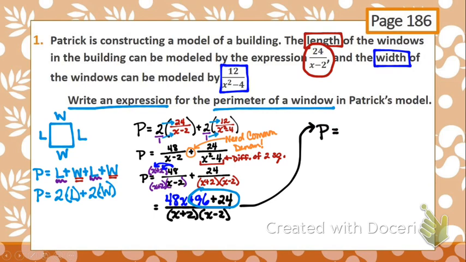I'm sorry, one more time. 130. 48x plus 130. You said 120? Try it again. It is 120? Got it. Let's fix it. I just needed more consensus before I changed it.